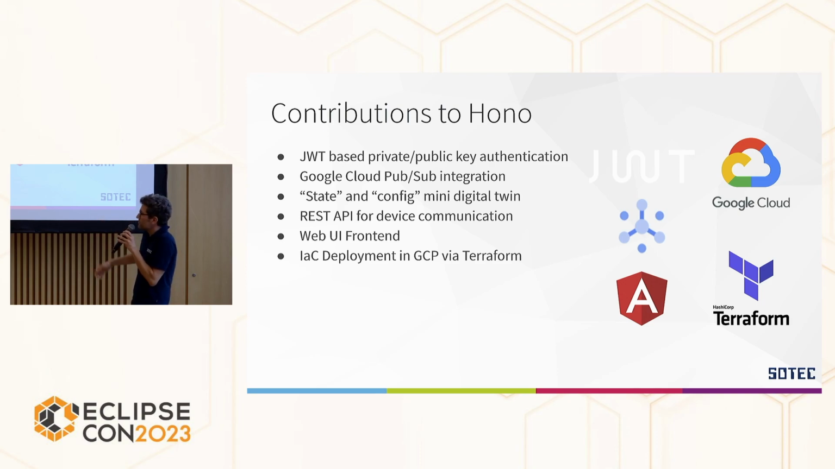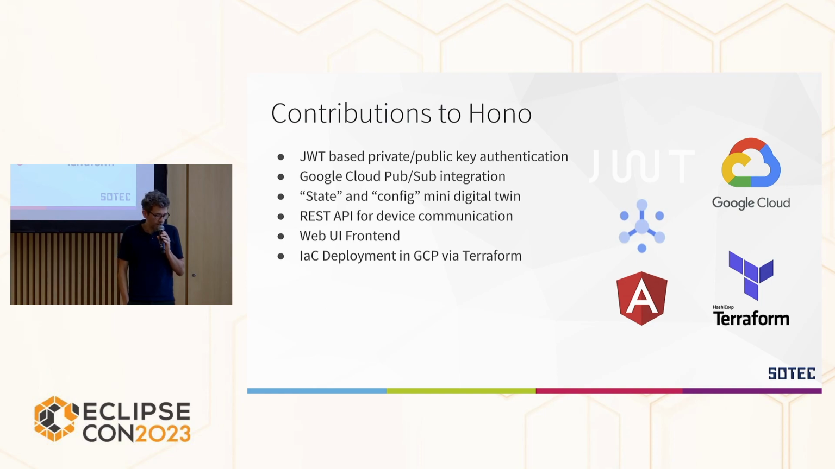Then the Cloud PubSub integration. Previously Hono was just using Kafka, as I said, and AMQP networks. So we added a complete Cloud PubSub integration, and you can now operate Hono completely without Kafka. Then we added this mini digital twin config and state to Hono. This was added in an extras package.